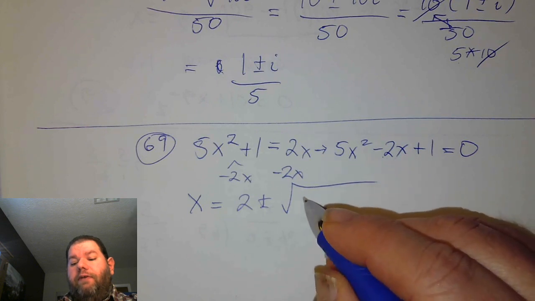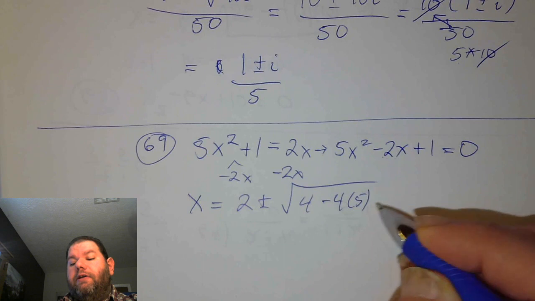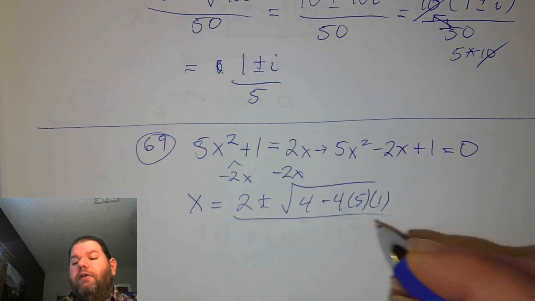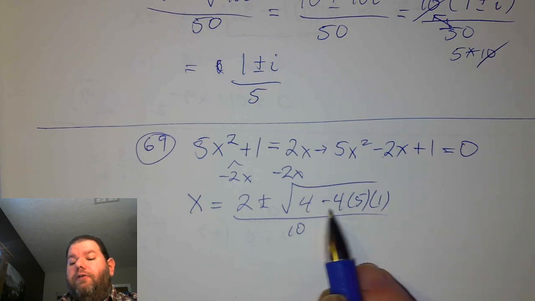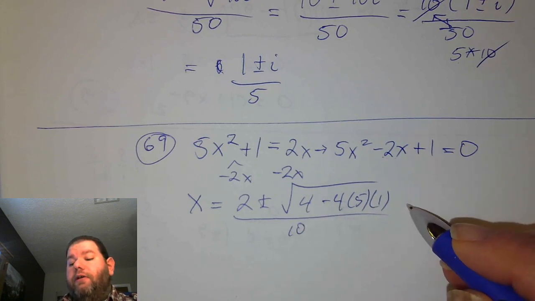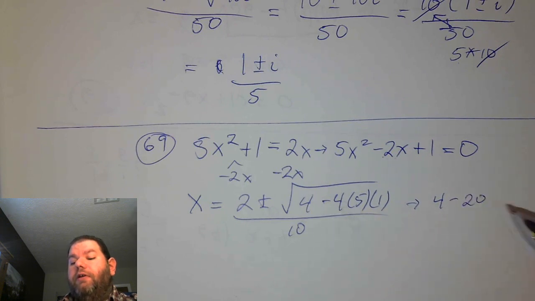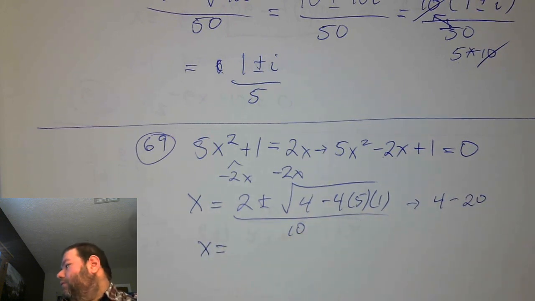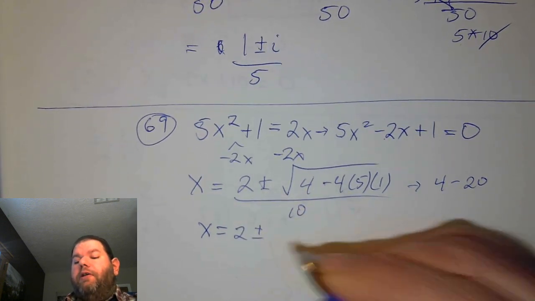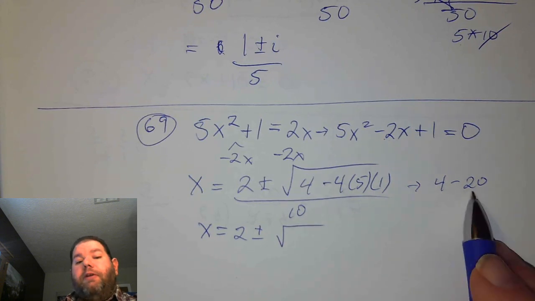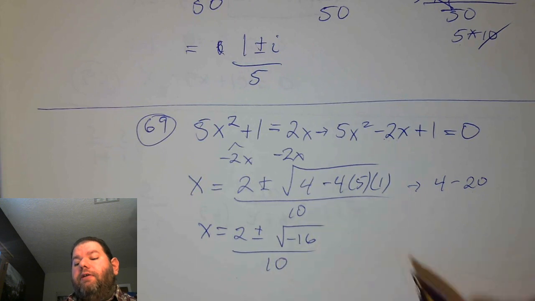Squaring a negative 2 gives us a positive 4. Minus 4 times a times c, and then that's over 2a, so 10 on the bottom. Under the square root, that is 4 minus, and this will be 20. So we'll have 2 plus or minus the square root. This will be negative 16. And then that's over 10.